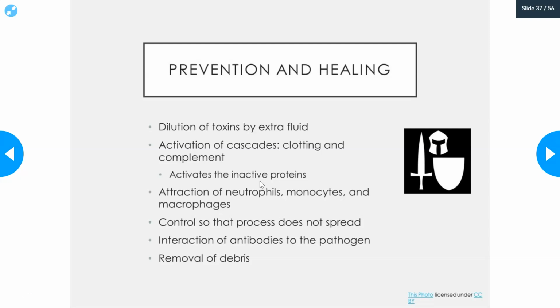The inflammation is also controlled so that this process does not spread. It stays localized where the injury is, and it does not cause damage to healthy tissue. Then, of course, antibodies should interact with the pathogen to neutralize it. And lastly, the body has to remove any debris, the dead white cells, dead pathogens, and damaged tissue. All of that has to be cleaned up, removed, and replaced with newly made tissue.